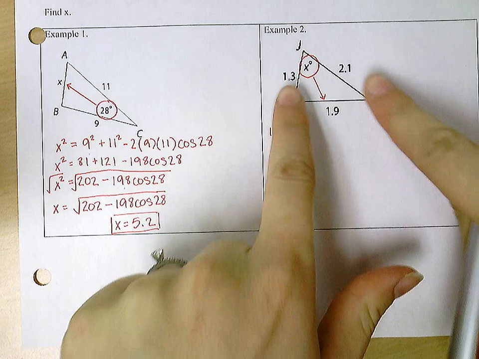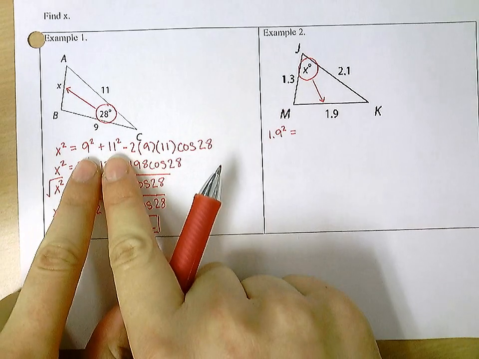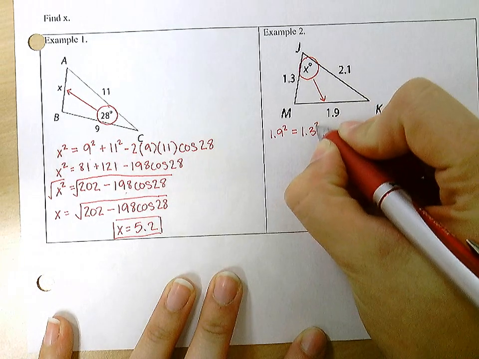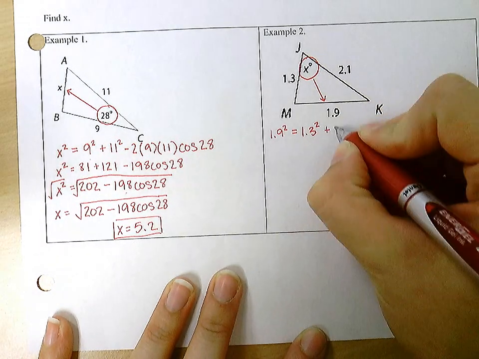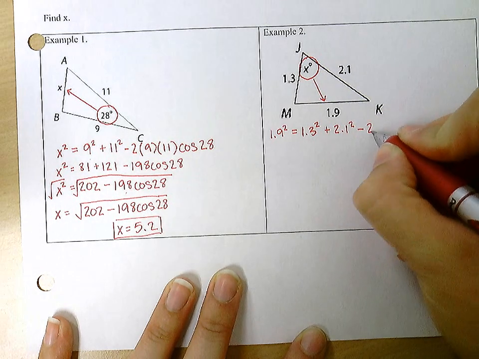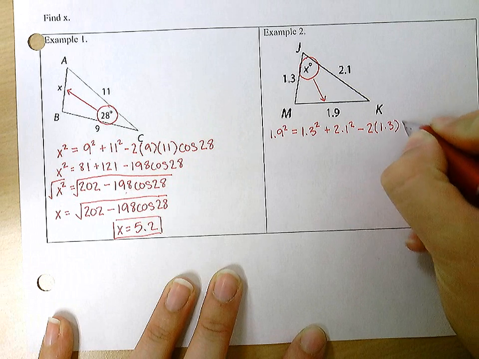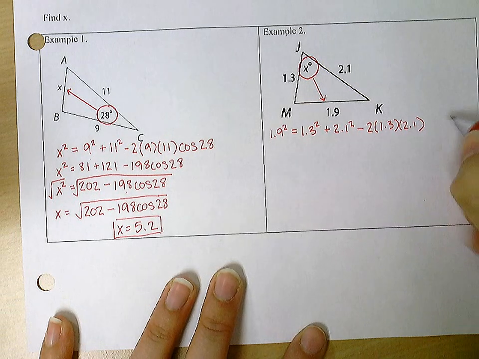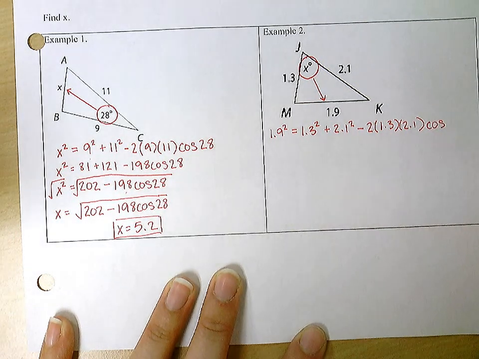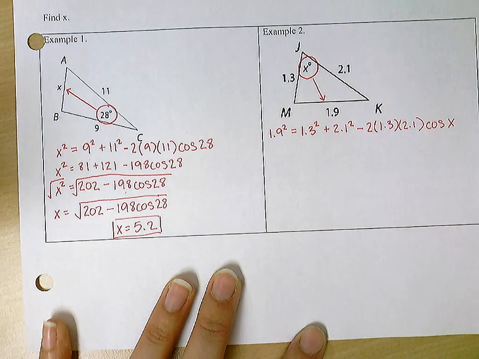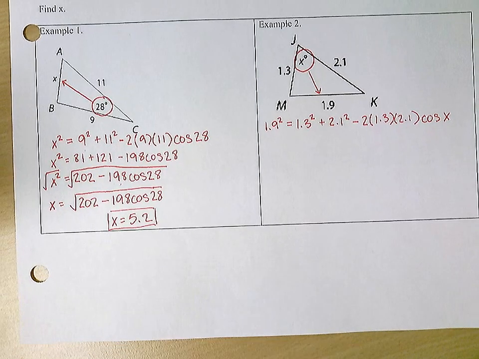Now my other two sides are what goes next, right? So I would have, again, doesn't matter the order, 1.3 squared plus 2.1 squared. Subtract 2 times those two numbers again. So 1.3 times 2.1. And then we have the cosine of our angle that we started with, which is x. Questions on how I'm setting this up?